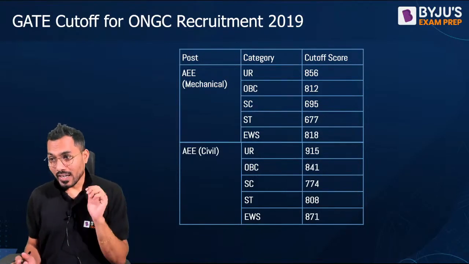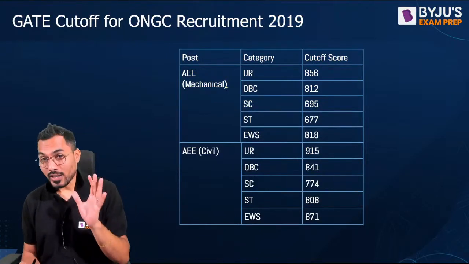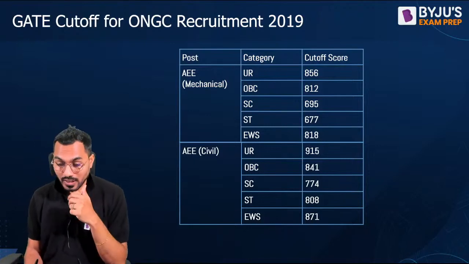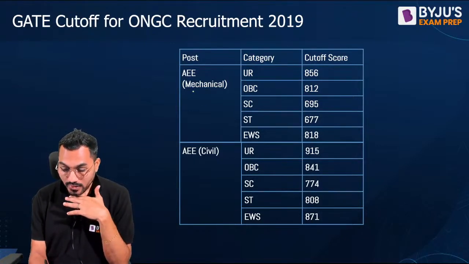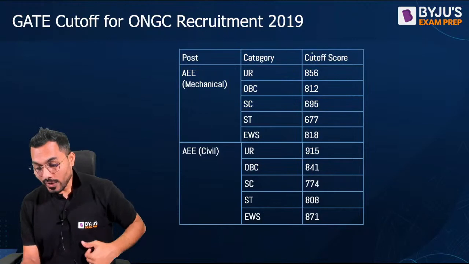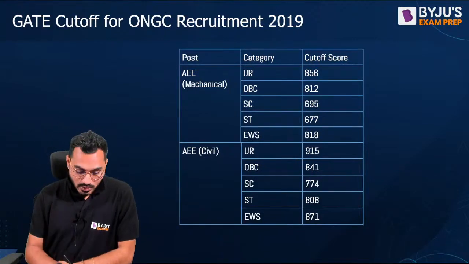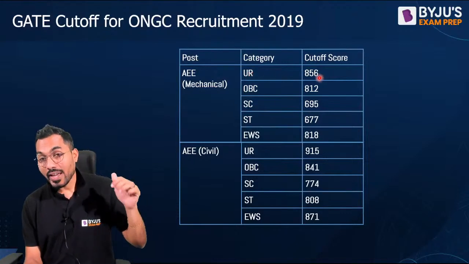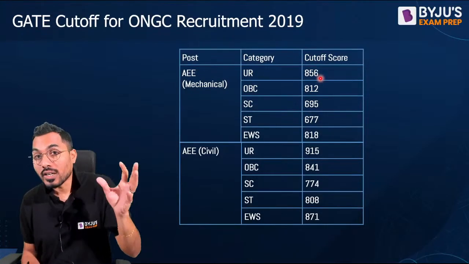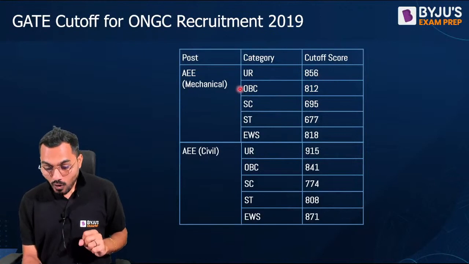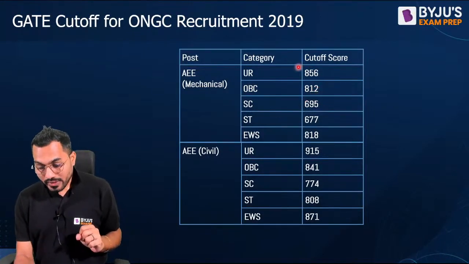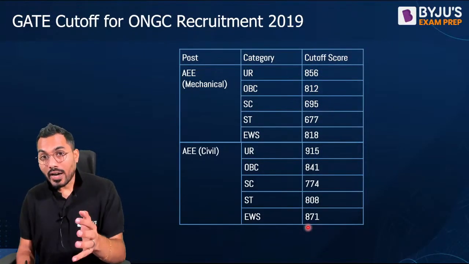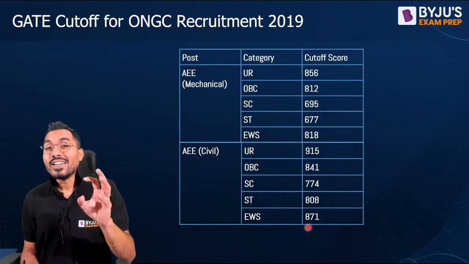Now in that year for AEE, that is the specialization for this particular recruitment, category wise for mechanical and civil, this is the cutoff score given out of 1000. For the unreserved category it is 856 out of 1000. This is the score required. For OBC candidates it is 812, and these are the scores required to get a call for interview.